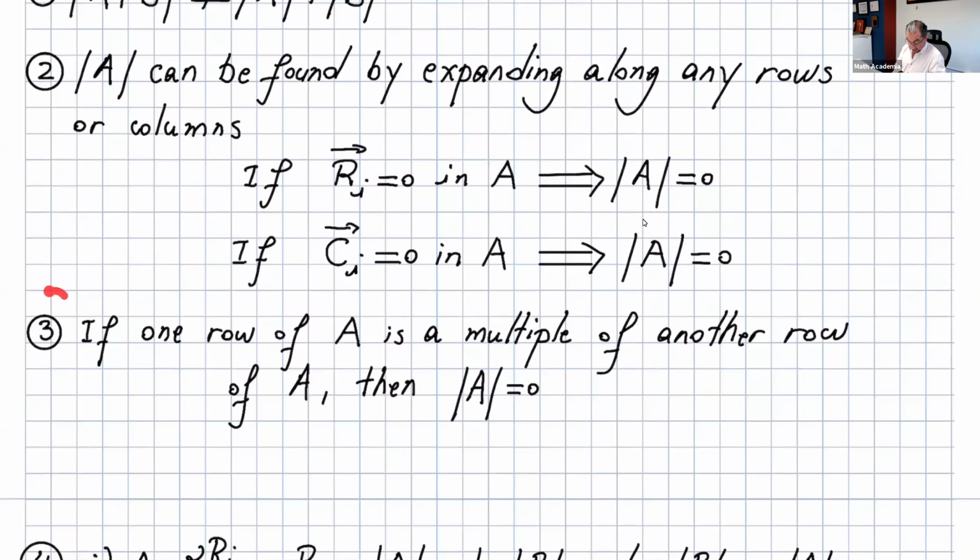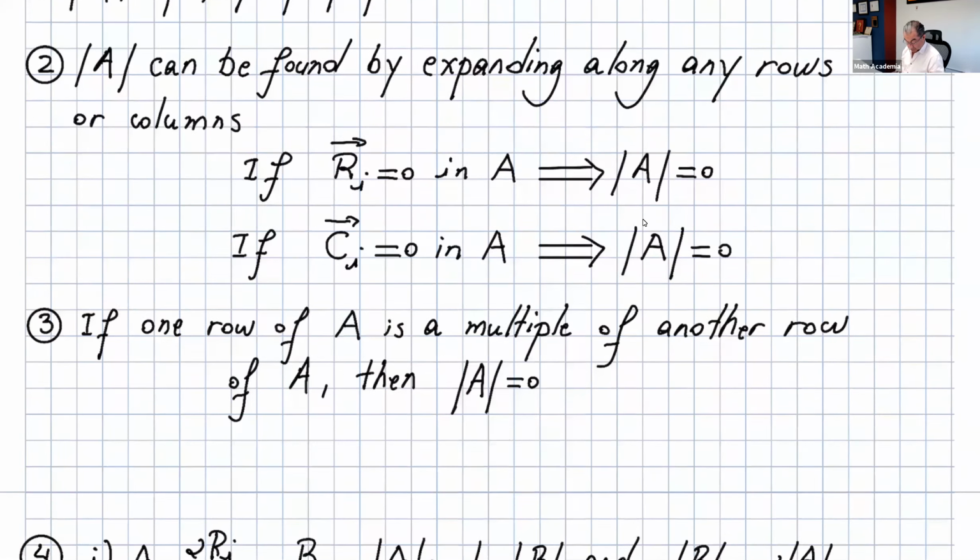Number 3, if one row of A is a multiple of another row, then the determinant of A will be 0. So if one row is a scalar multiple of another row, or the same thing for a column, then the determinant of A will be equal to 0.